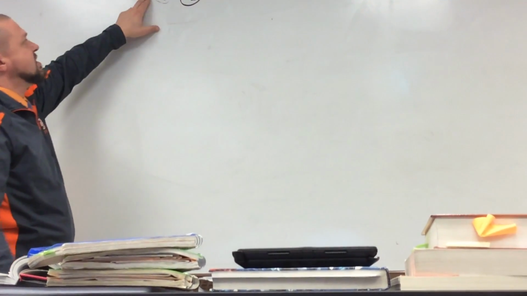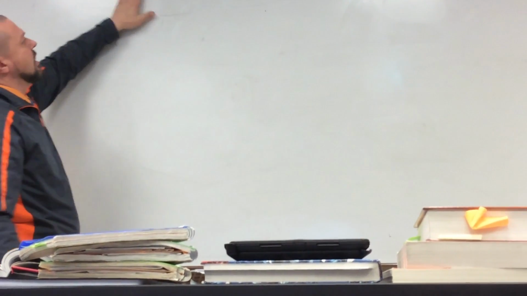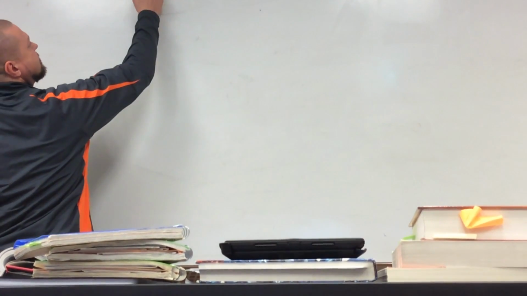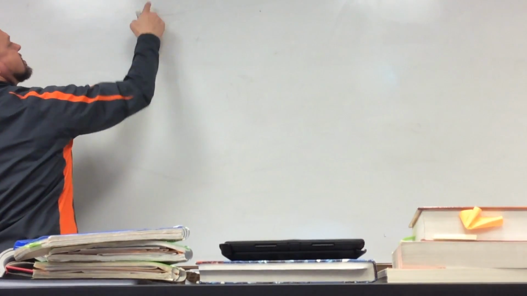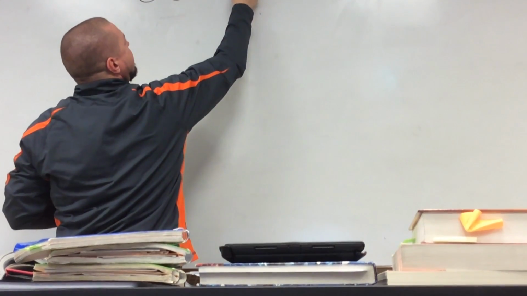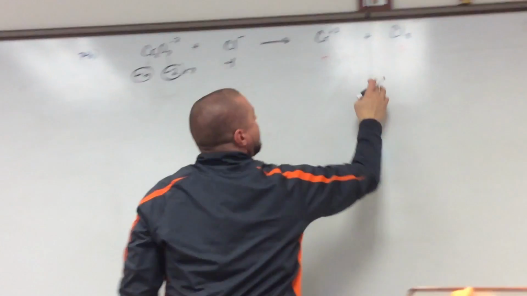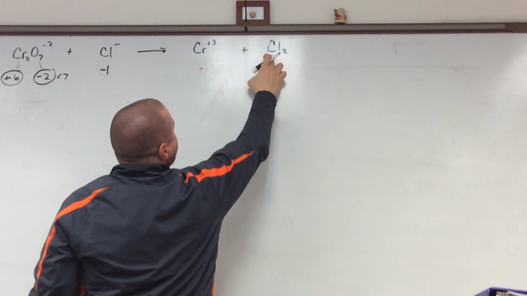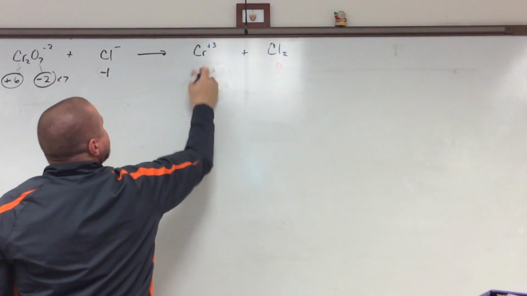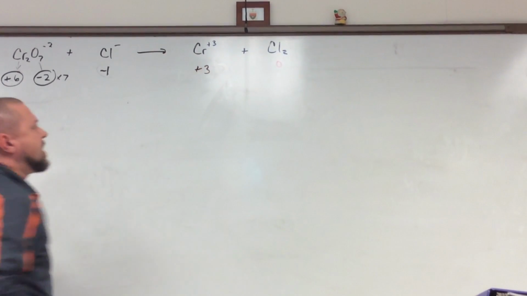It's got a total of -2. So this thing has to total 12. And again, I'm just writing it to make it bolder. This is plus 6. So that's good. And you call this one -1, because that's a monoatomic ion, and it's got to be equal to charge. That is 0, because it's an element. This is +3, because it's a monoatomic ion.